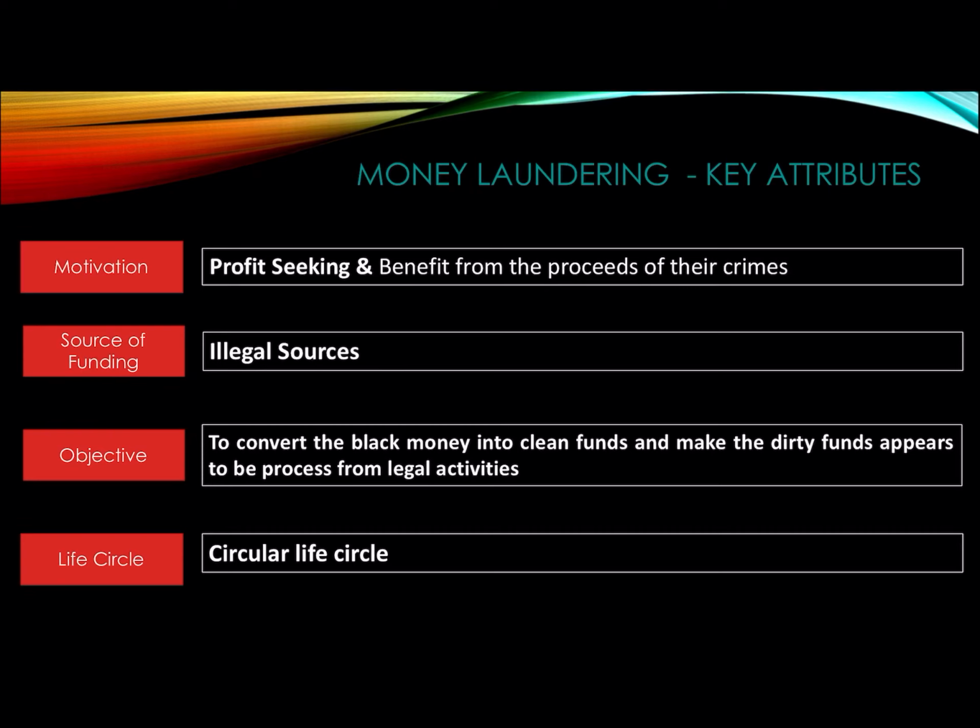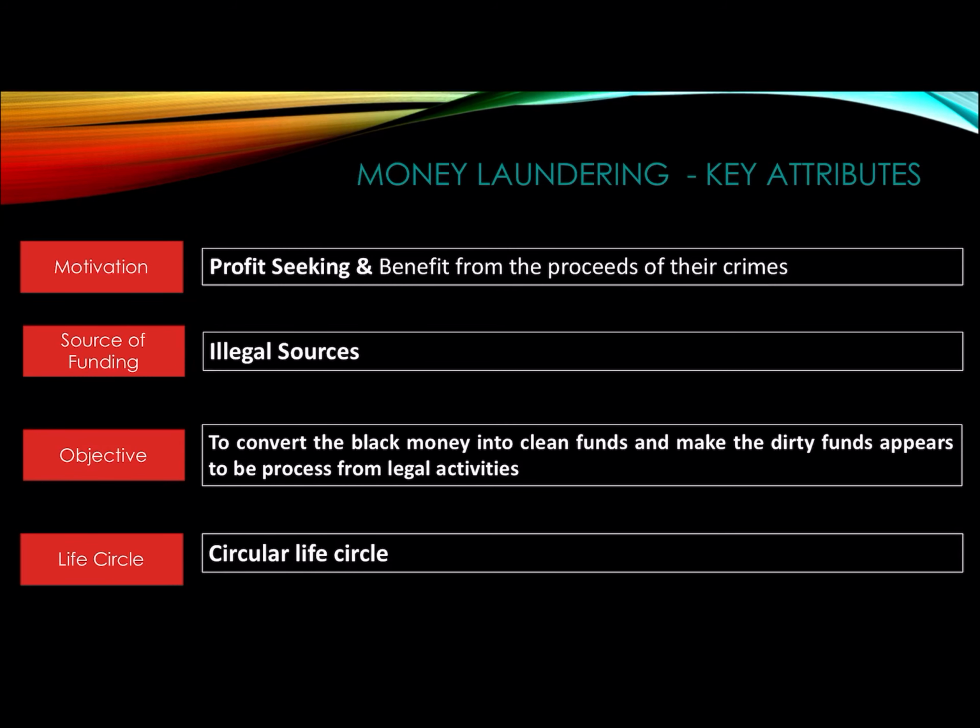So what is the source of funding in case of money laundering? It has been seen the source of funding is always an illegal source, be it drug trafficking, financial fraud, sale of armaments, human trafficking, and all other illegal sources. Objective: to convert the black money into clean fund and make the dirty fund appear to be processed from legal activity.